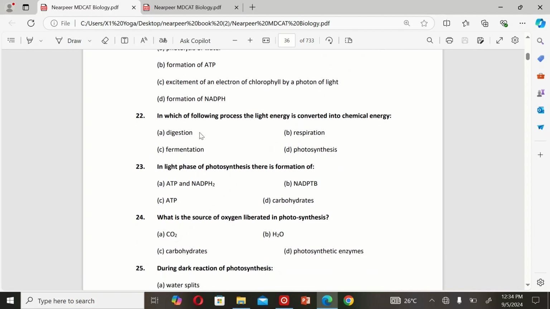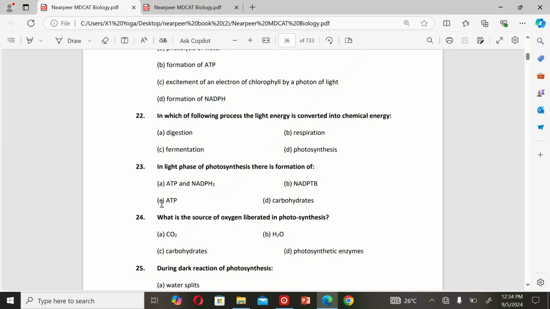The next MCQ is: in which of the following processes is light energy converted into chemical energy? A. Digestion, B. Respiration, C. Fermentation, and D. Photosynthesis. So the correct option is D, photosynthesis. The next MCQ is: in the light phase of photosynthesis there is formation of A. ATP and NADH2, B.